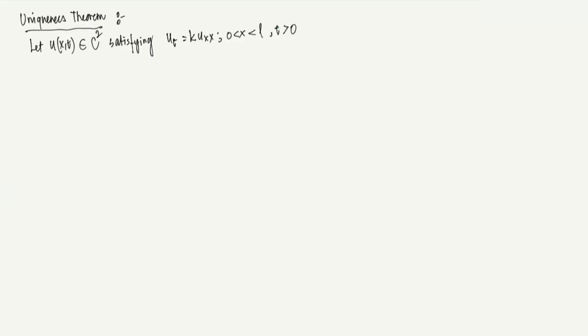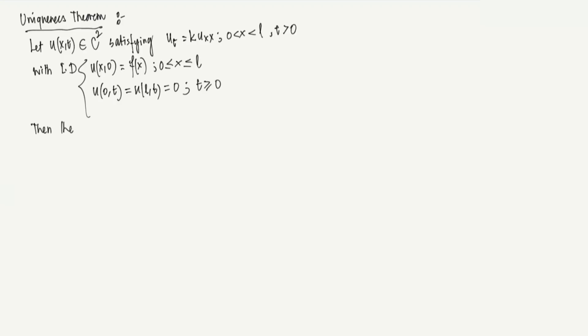With the initial data: u(x,0) = f(x) for 0 < x < L, and u(0,t) = u(L,t) = 0 for t ≥ 0. If this happens, then the solution is unique.